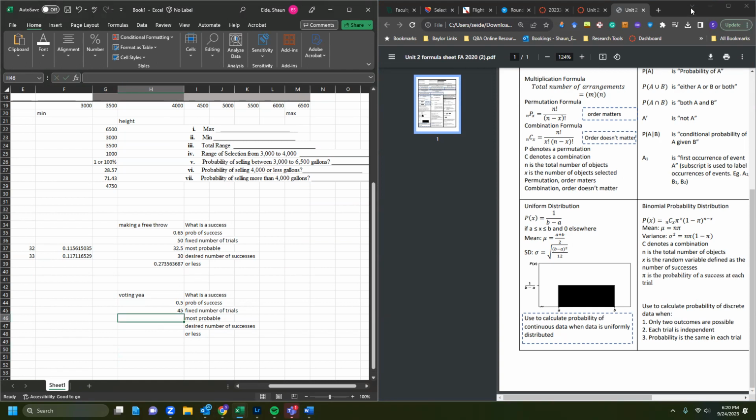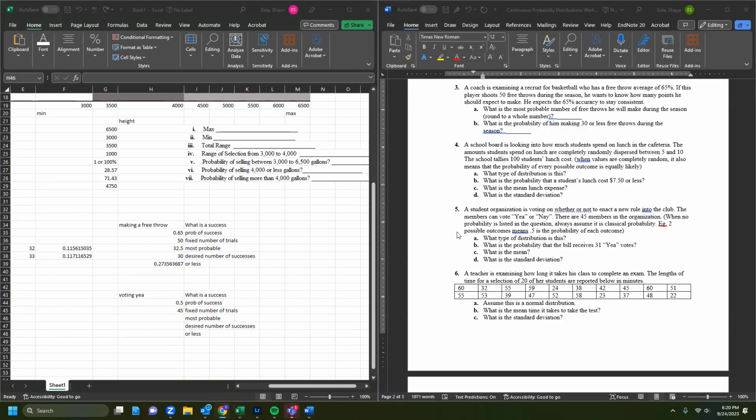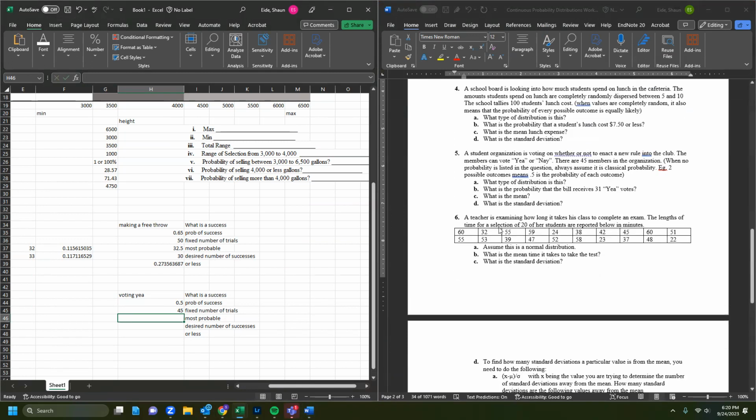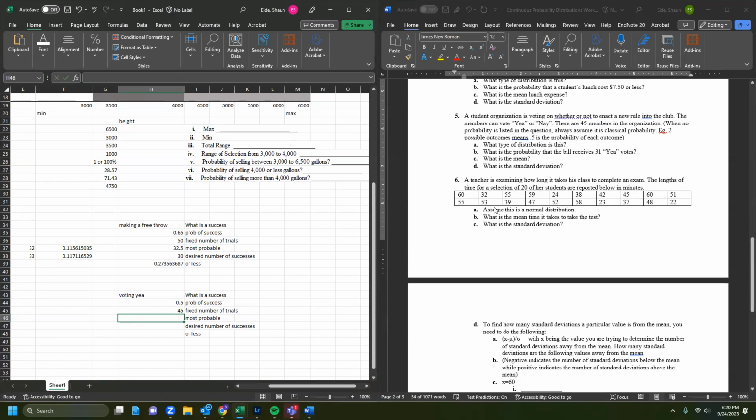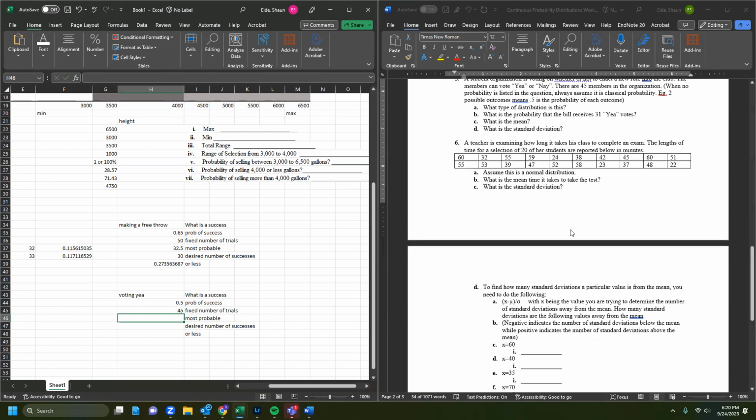What is the mean? Once again, the mean is going to be the probability multiplied by the number of trials. So a teacher is examining how long it takes his class to complete an exam. The length of time for a selection of 20 of her students is reported in minutes. Assume this is a normal distribution. What is the mean time it takes to take the test? What is the standard deviation?